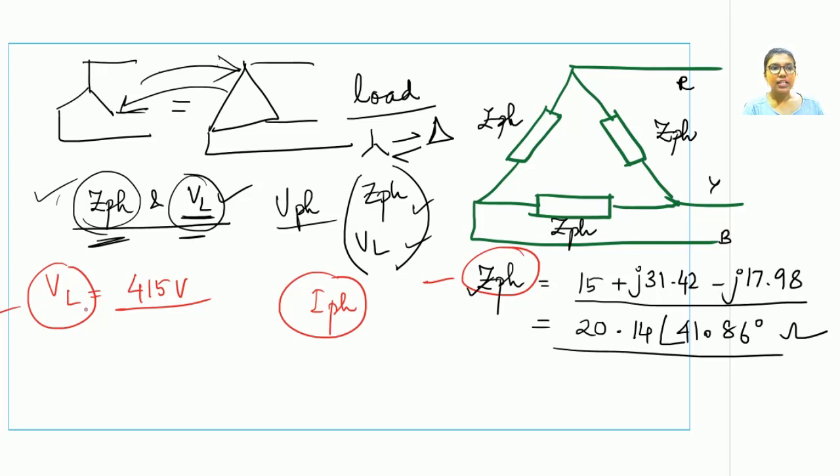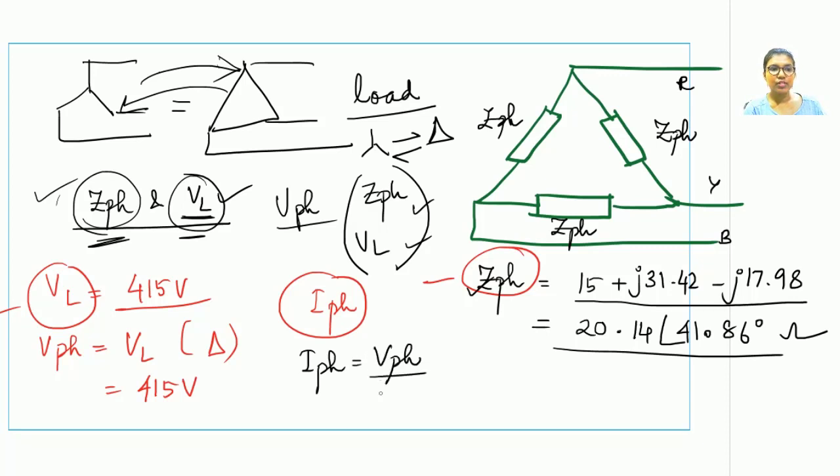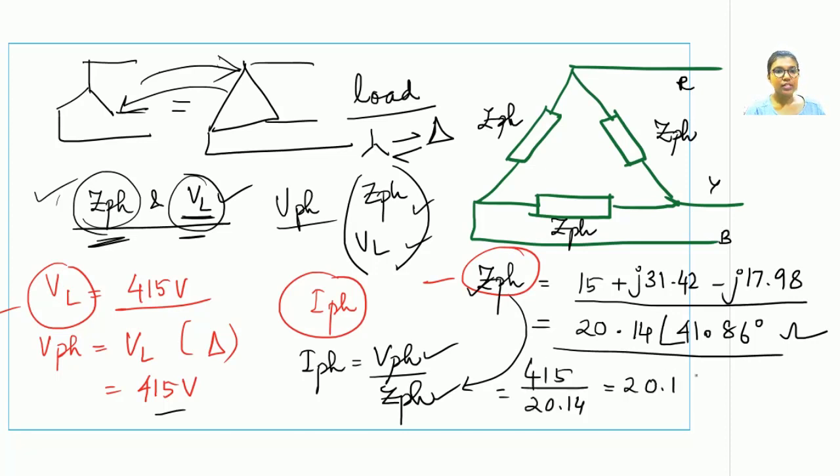So since it is a delta connection, what is the phase voltage? Phase voltage is equal to the line voltage because it's a delta connection. So it will come out to be 415 volts. Now what is the value of I phase? I phase is always V phase upon Z phase, irrespective of the structure. Now the value of V phase for a delta connection is changed. However, the value of Z phase remains the same as we had obtained earlier. The values of V phase and Z phase are known to us, I phase comes out to be 20.16 amps.